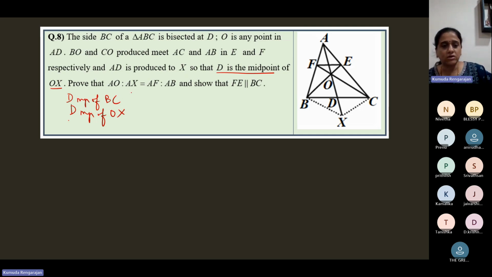Now with this, you will have to show that AO by AX is equal to AF by AB. Such proportions you can get only when lines are parallel. This is the proportion by BPT, right? So that means FO should be parallel to BX. Only then you'll get this proportion.